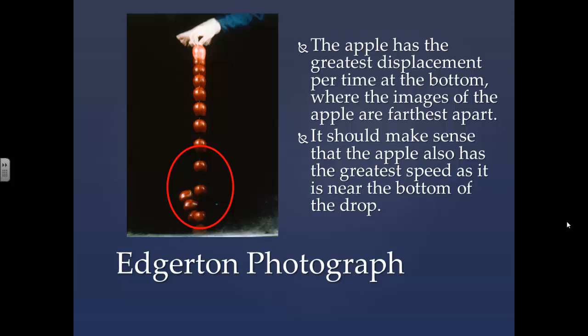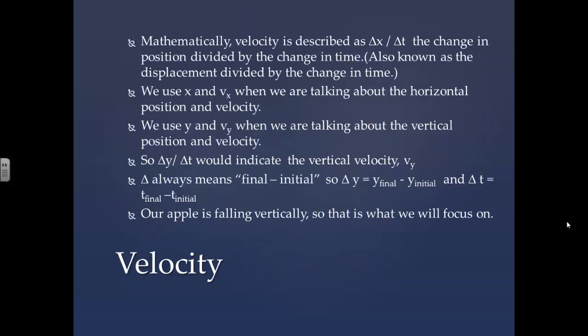It should make sense that the apple also has the greatest speed, as it is near the bottom of the drop. Mathematically, velocity is described as delta x over delta t, the change in position divided by the change in time, also known as the displacement divided by the change in time.